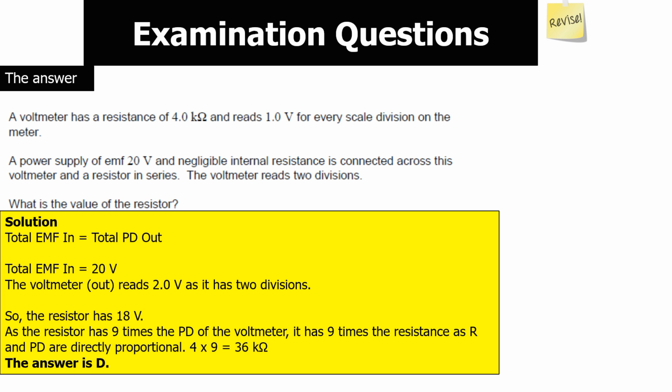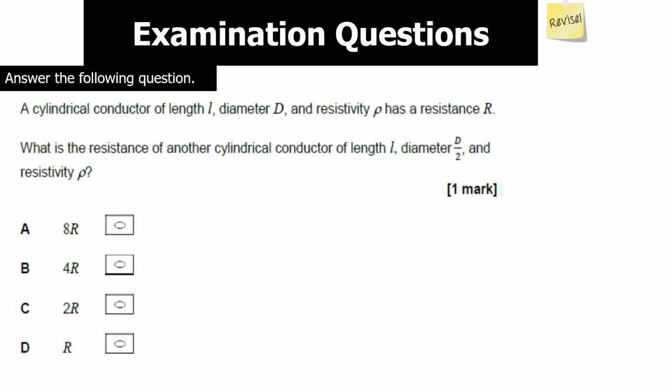Now this tells us the resistor has a voltage of 18 and the voltmeter of 2 volts, so therefore the resistor has 9 times the PD of the voltmeter, so it'll have 9 times the resistance, as resistance and potential difference are in direct proportion. So 4 times 9, which is the value of the resistor, is going to be 36 kilo ohms. The answer is D.